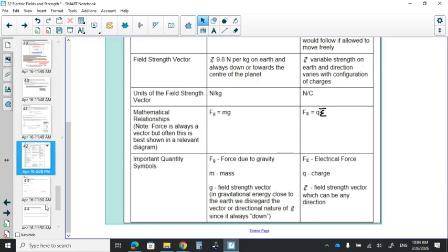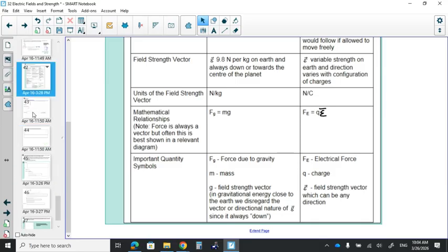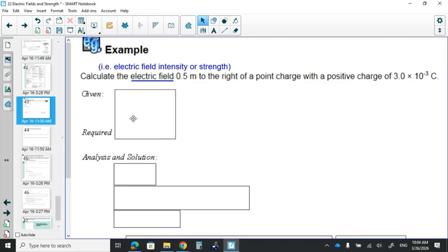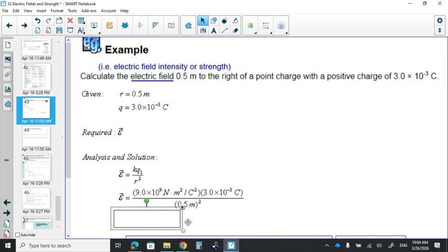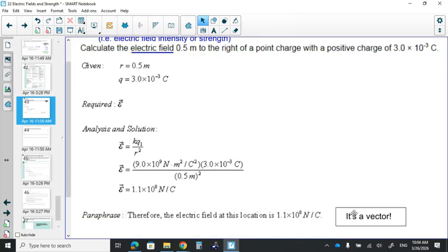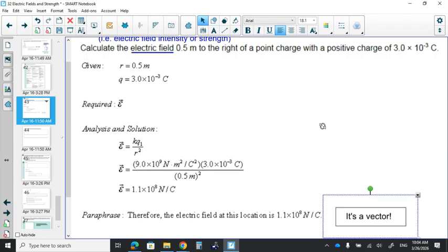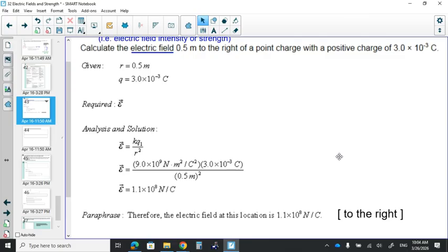All right, so just a little bit of calculation work to do with that, and then we're done. Calculate the electric field intensity at a distance from a charge. You're just going to plug the numbers in and say, okay, this is this many newtons per coulomb. It's a vector, so you'd analyze the situation and say, oh, it's to the right. Piece of cake, really.